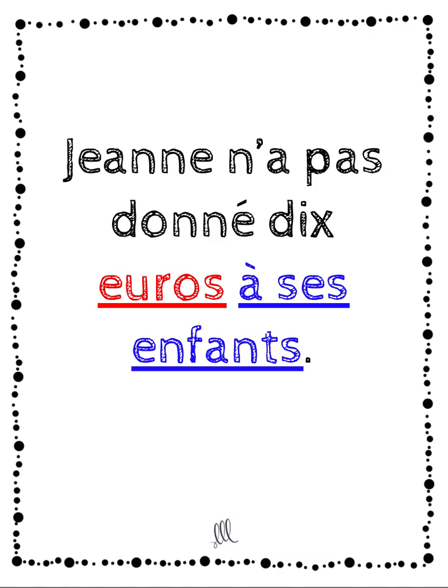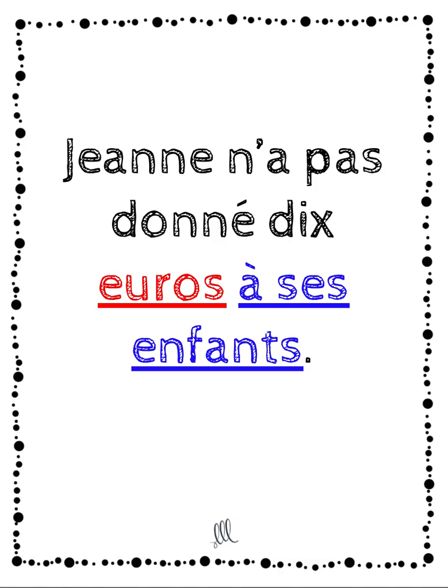That's the pronoun en. Now notice I've only underlined euro. I have not underlined the word 10. The quantity doesn't get replaced. It has to stay in the sentence. All right? Now, what we're going to do is look at this sentence in the passé composé.